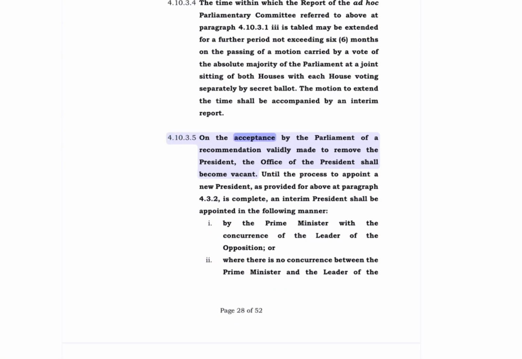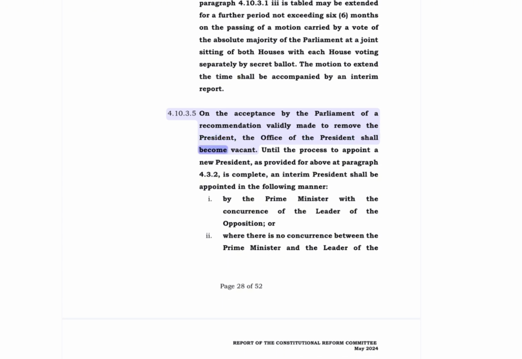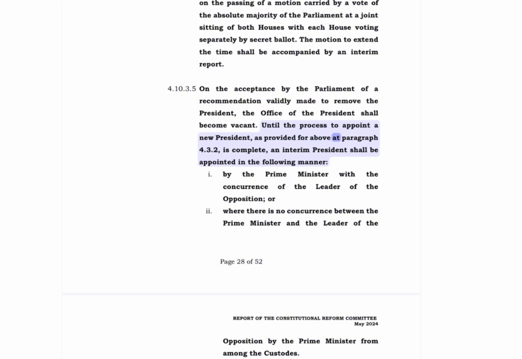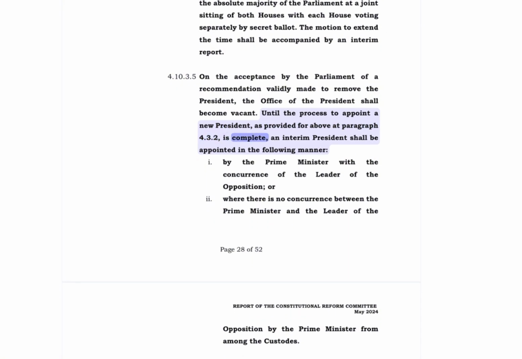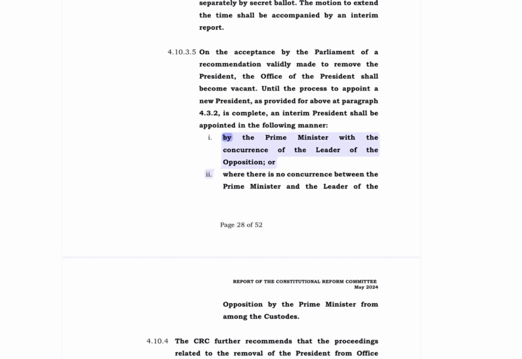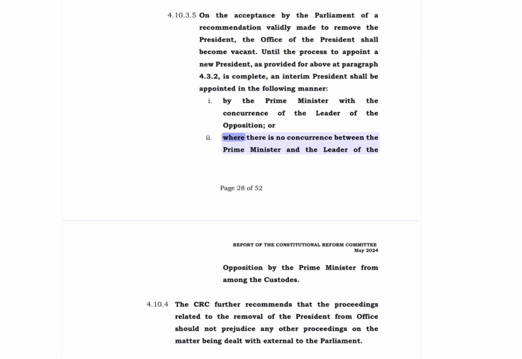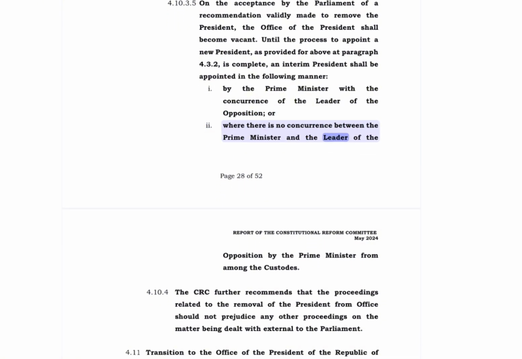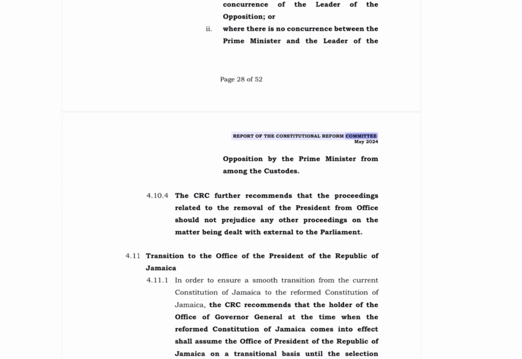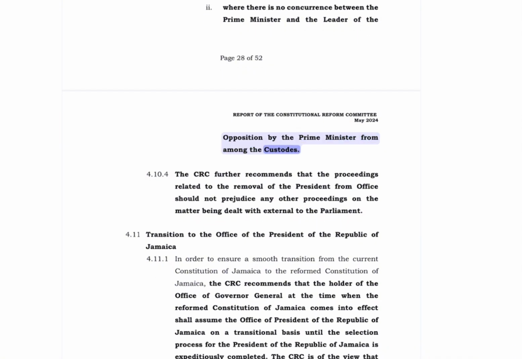410.3.5 On the acceptance by the Parliament of a recommendation validly made to remove the President, the office of the President shall become vacant. Until the process to appoint a new President, as provided for above at paragraph 4.3.2, is complete, an interim President shall be appointed in the following manner: 1. by the Prime Minister with the concurrence of the Leader of the Opposition, or 2. where there is no concurrence between the Prime Minister and the Leader of the Page 28 of 52. Report of the Constitutional Reform Committee, May 2024. Opposition, by the Prime Minister from among the custodes.